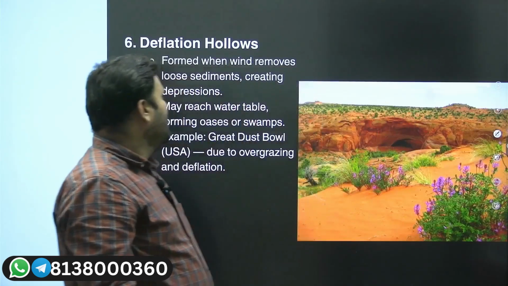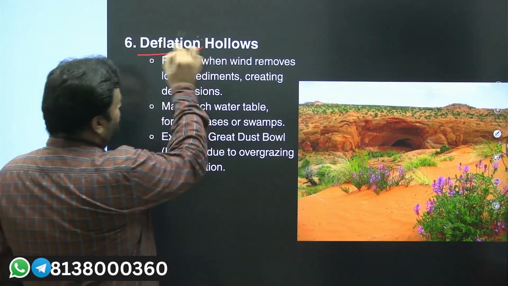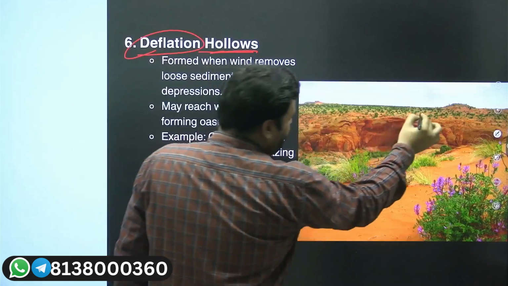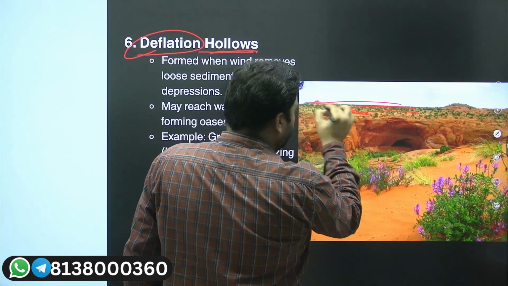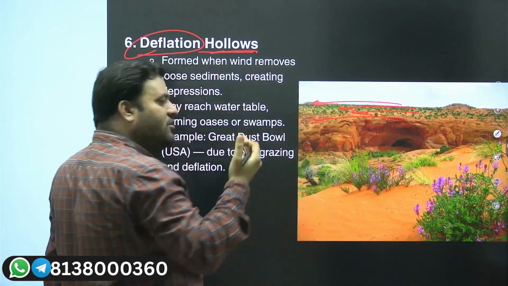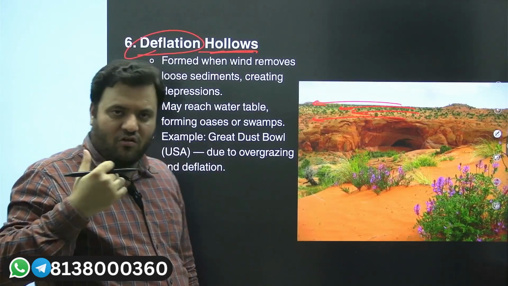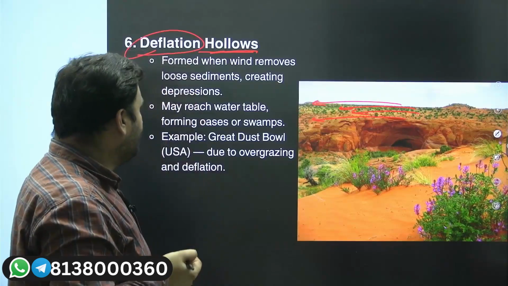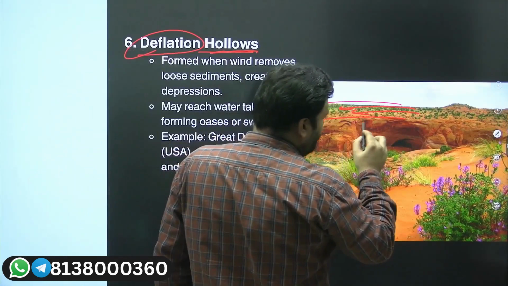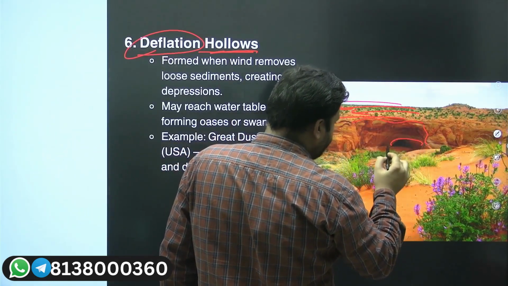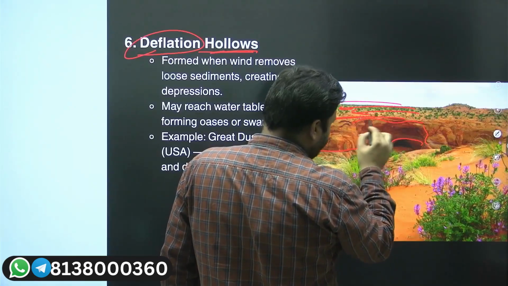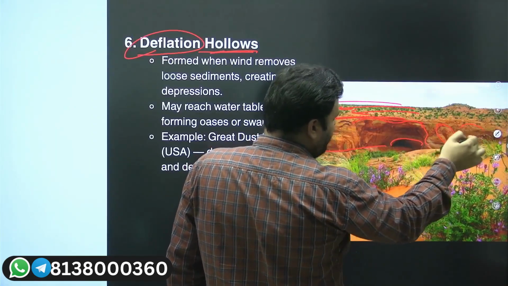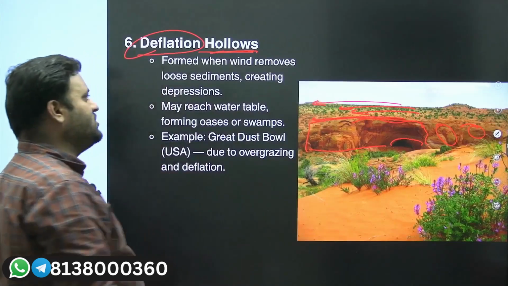Let's say deflation hollows. When the wind is moving on this particular surface, the wind will cause what? Removal of material. When wind causes removal of material, or simply erosion, as we used to say, that will be called what? Deflation hollows. You might have noticed these kinds of hollows, depressions, in desert areas or in the desert landform. Now they are being called what? Deflation hollows.